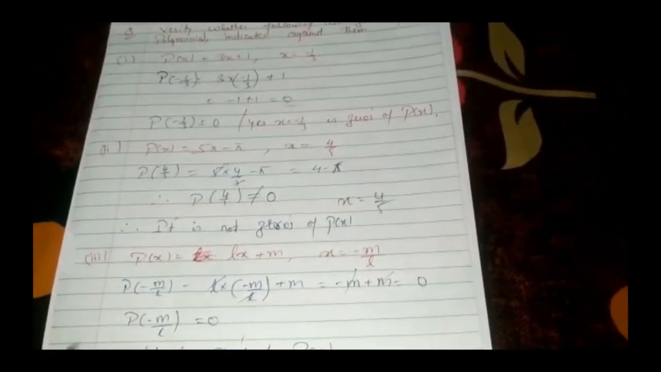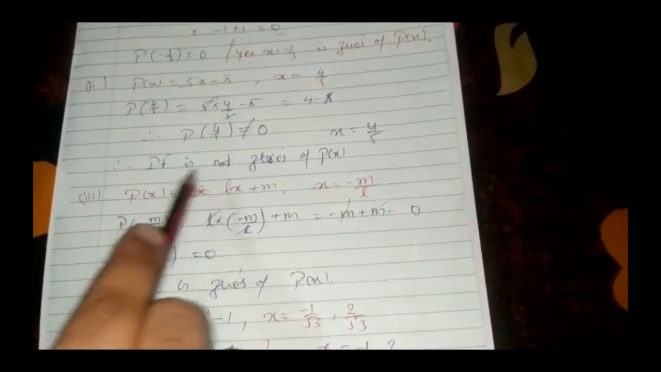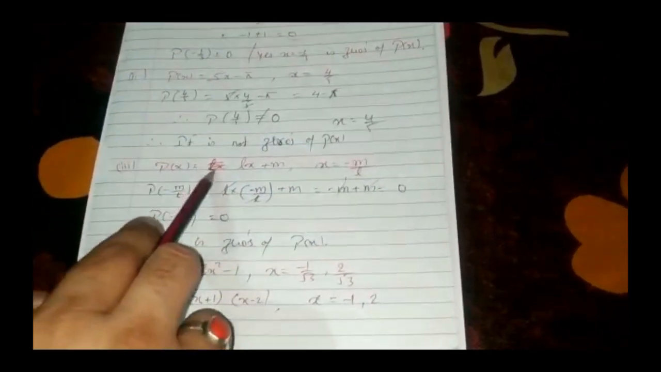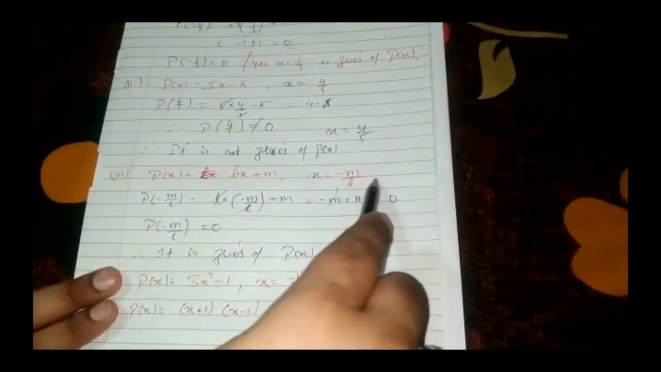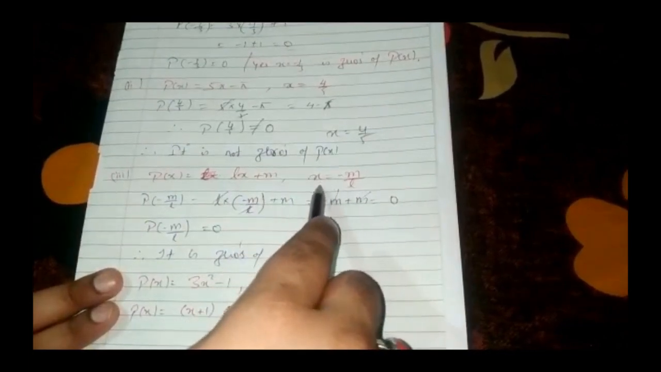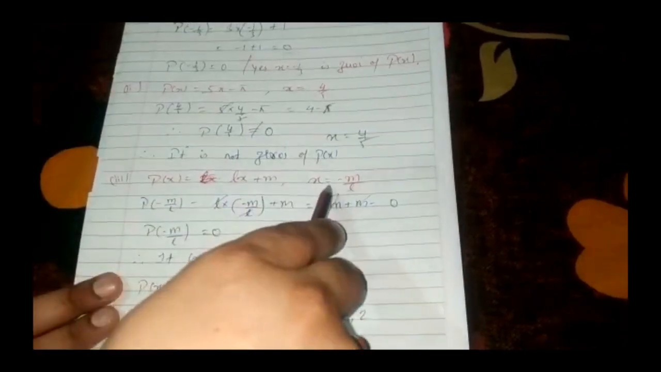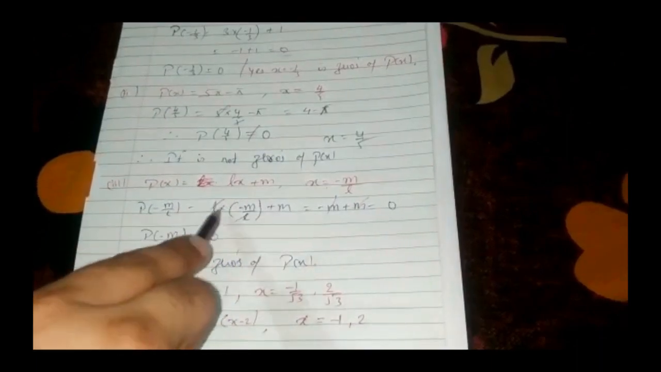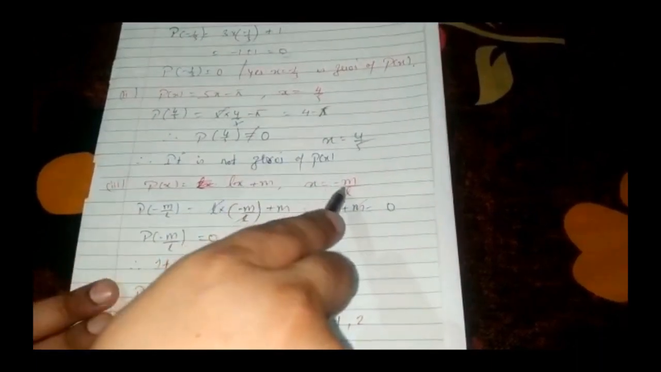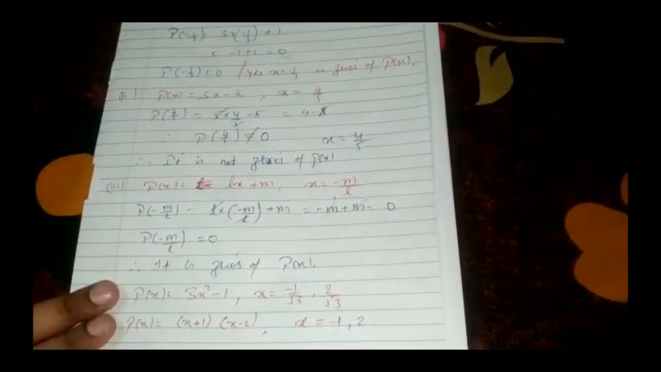Now let us discuss one more question related to the same. p(x) is a polynomial equal to lx + m, and the value of x given against that polynomial is x = -m/l. So in place of x we have to put -m/l. So p(-m/l) will be equal to l into, in place of x, -m/l, plus m, as it is given in the polynomial.